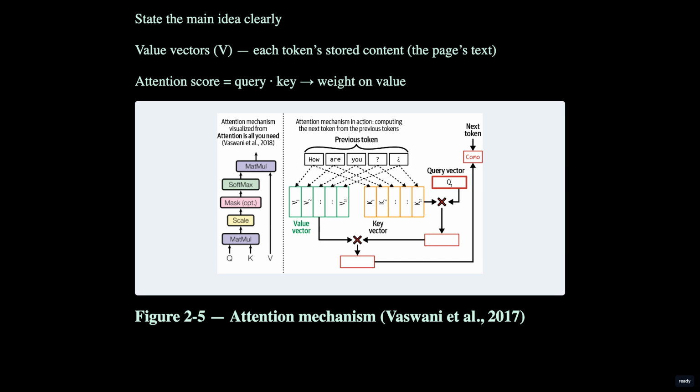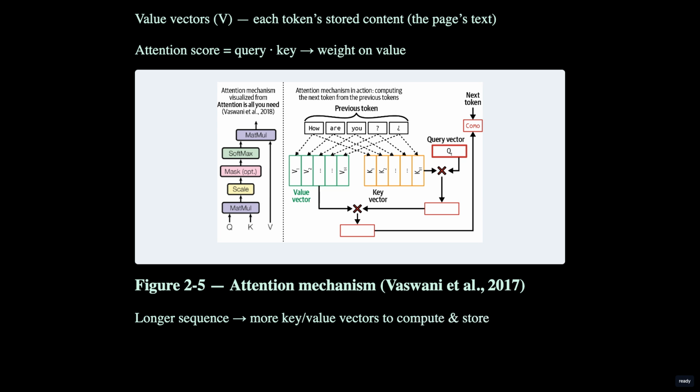Every prior token creates its own key and value vectors, so increasing sequence length means proportionally more vectors to compute and keep in memory. That extra compute and storage is a core reason extending transformer context is expensive. We'll look at efficient ways to compute and store these vectors in chapters 7 and 9.